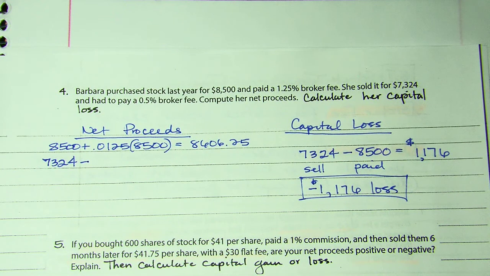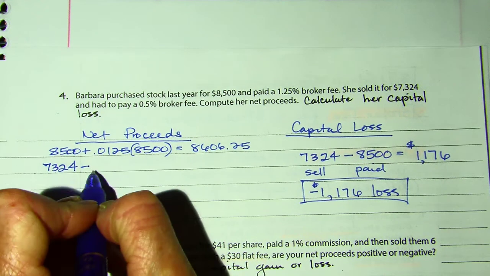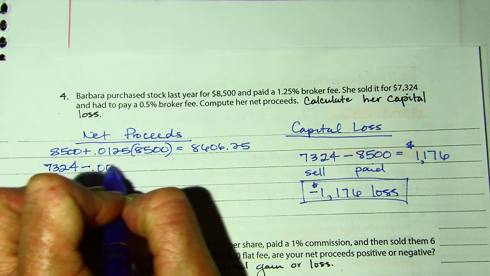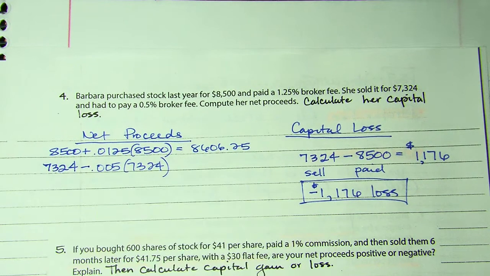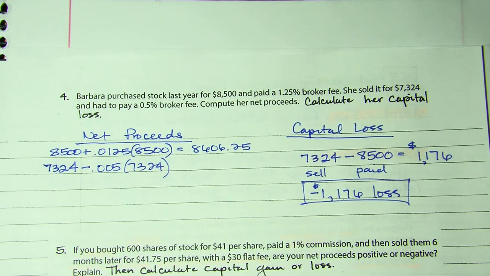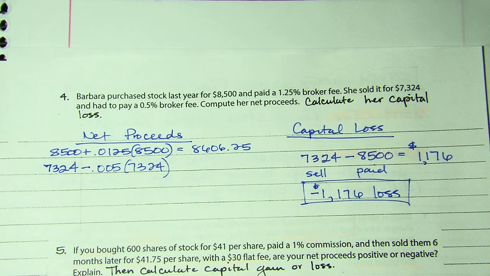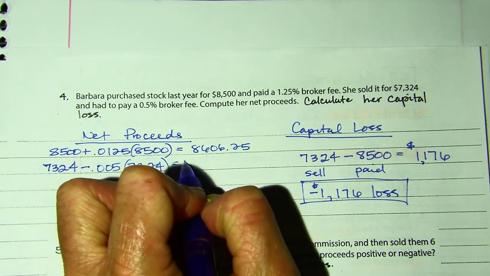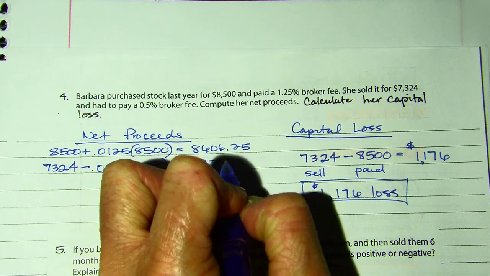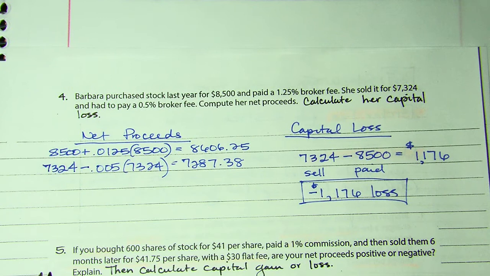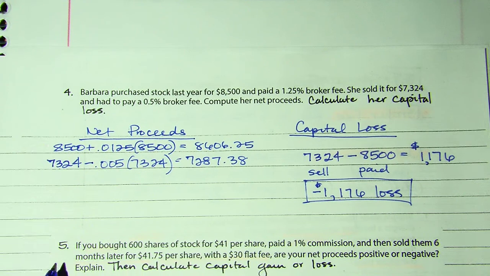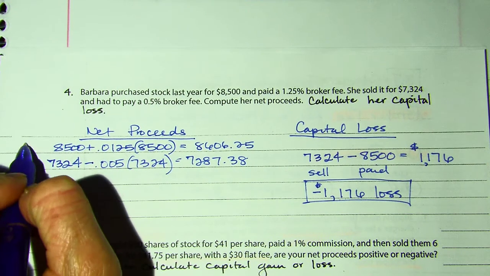Now, when she sold it for $73.24, out of those proceeds came what she paid to her broker. So 0.005 of $73.24. So after paying her broker, she only made, times 0.005, she only made $72.8738.